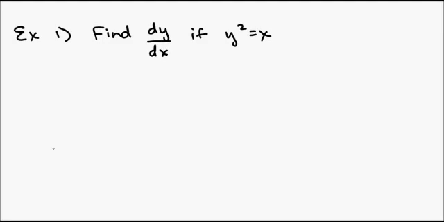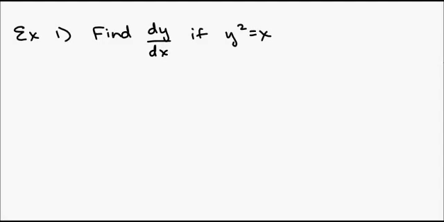Example 1. Find dy/dx if y squared equals x. Now, this is different from other functions that we found the derivative of before because those have all been y equals. Here we don't have y equals, we have y squared equals. Your first instinct might be to just square root both sides, but that's not what you want to do. If you take the square root of x, you're going to have a plus minus, and that's very messy.